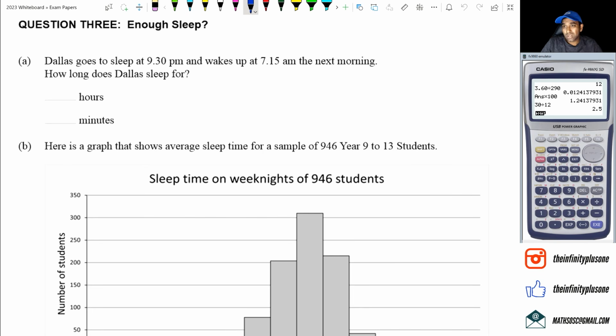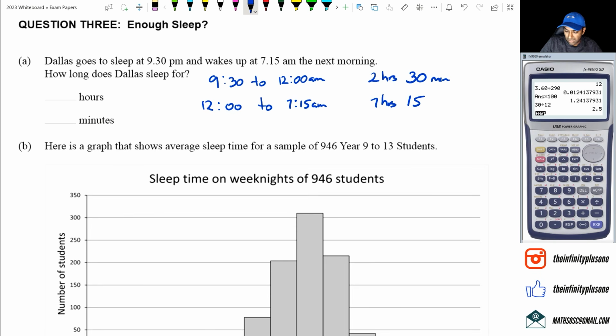Okay, so the best way to work these kinds of questions is, I always like to work up to midnight. So if we have a look at it, we've got 9:30 to midnight, which is 12 a.m. That's roughly 2 hours and 30 minutes. And then from 12 to 7:15 a.m. is a nice and easy one, because that's going to be 7 hours and 15 minutes. So altogether, we're adding it up: we've got 2 plus 7, so that's going to be 9 hours and 45 minutes. All right, so there we go. 9 hours and 45 minutes.